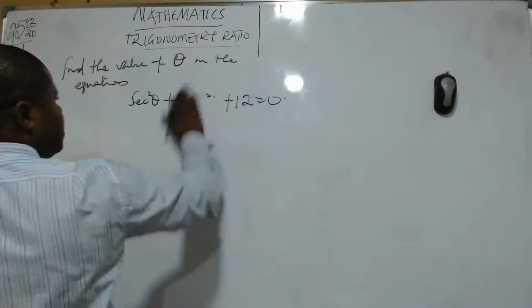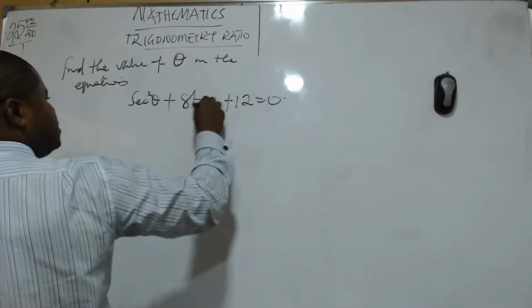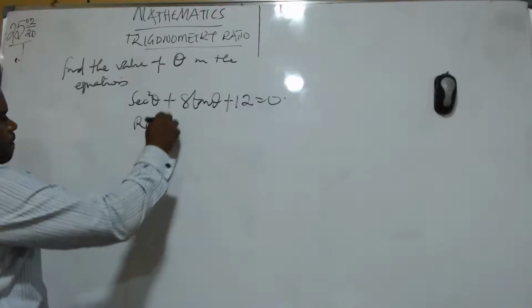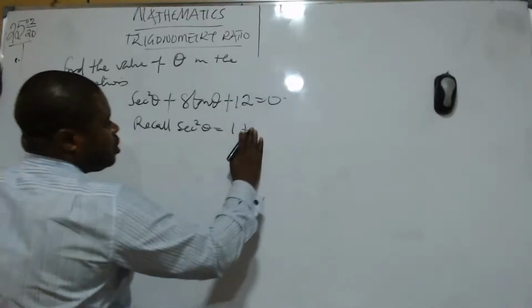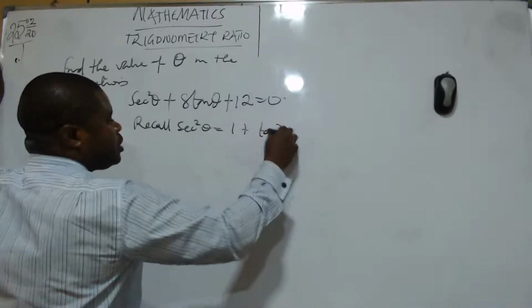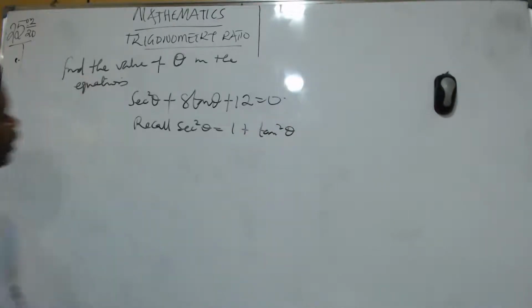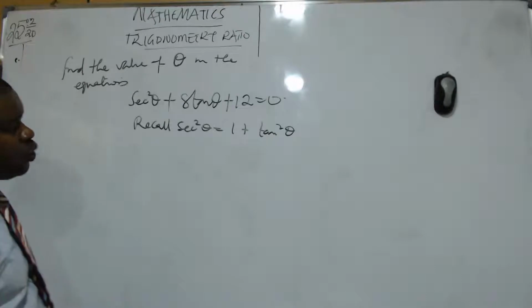8 tan theta. Sec squared theta equals 1 plus what? Tan squared theta. Now, having known this, what do we do?